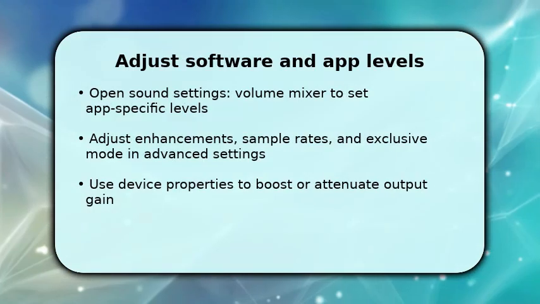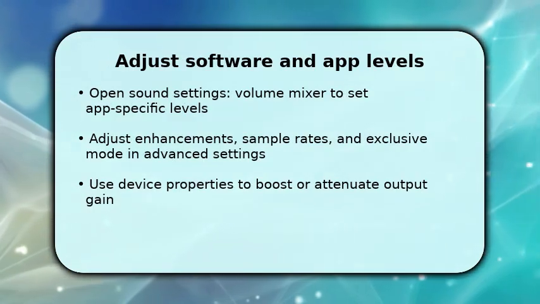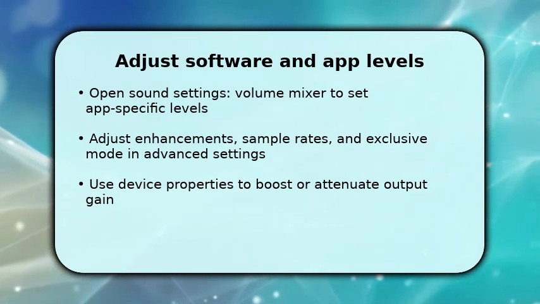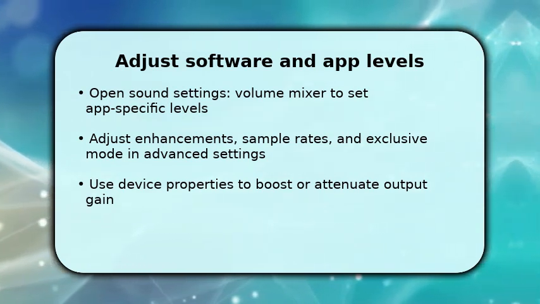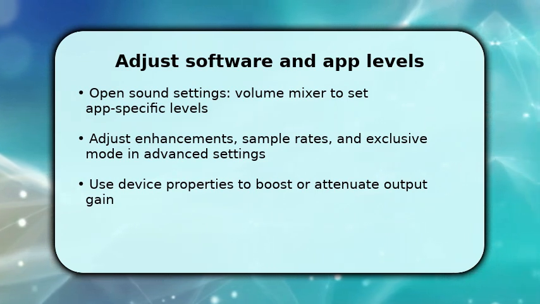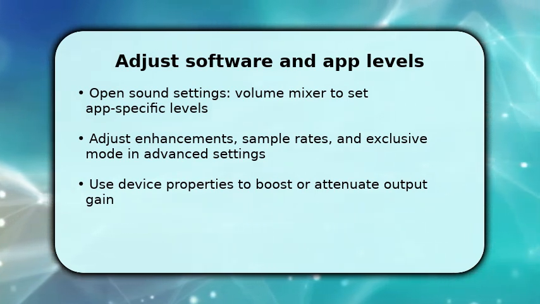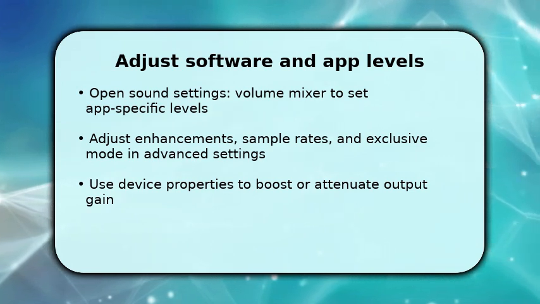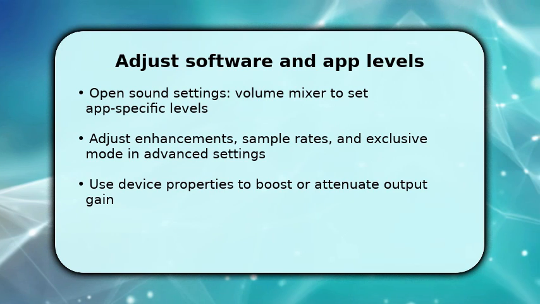Now you refine sound inside the operating system. Open the volume mixer and raise or lower individual app sliders so streaming or conferencing apps aren't unintentionally quiet. Once done, open device properties and check enhancements like equalizer or virtual surround. Disable any conflicting effects that can reduce level.